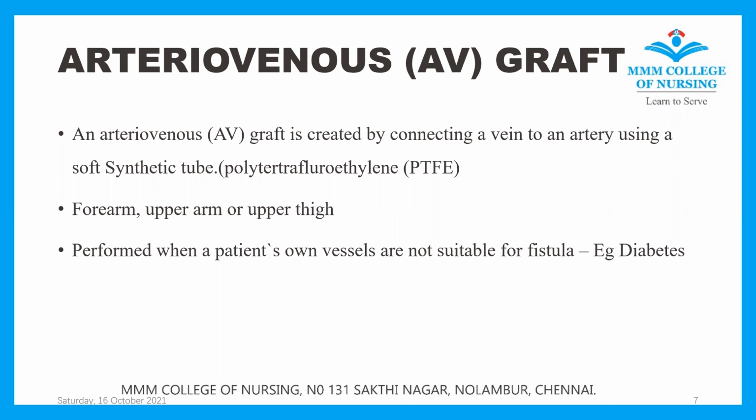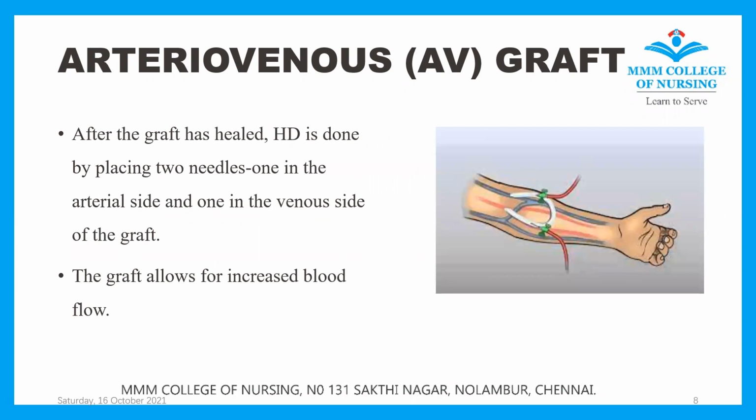To whom is it performed? It is performed for people whose own vessels are not suitable for a fistula, for example, a patient who suffers from diabetes mellitus. Once the graft has been placed and it has healed, hemodialysis can be performed. During hemodialysis, two needles have to be placed, one on the arterial side and another on the venous side, as seen in the picture. So it enables increased blood flow for the hemodialysis.